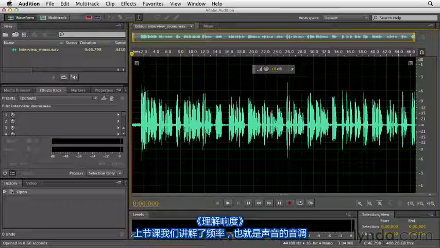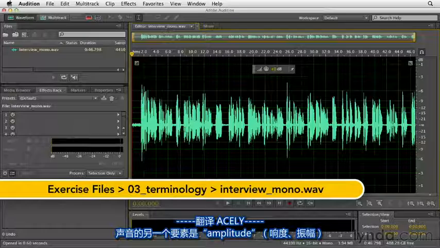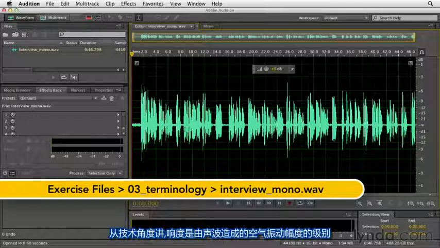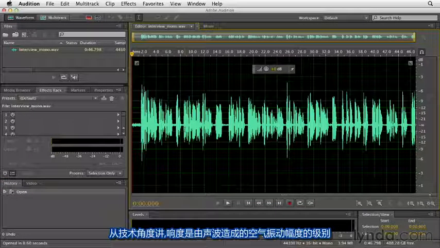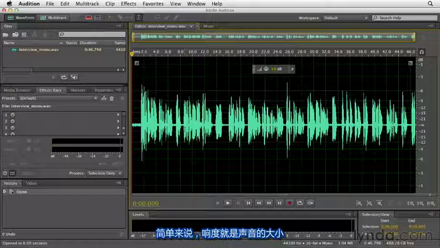Previously, we talked about frequency, which determines the pitch of the sound you're hearing. The other important part of measuring a sound is its amplitude. In technical terms, amplitude is the level of change in the oscillation of atmospheric pressure caused by sound waves. In simpler terms, amplitude refers to the loudness of the sound.